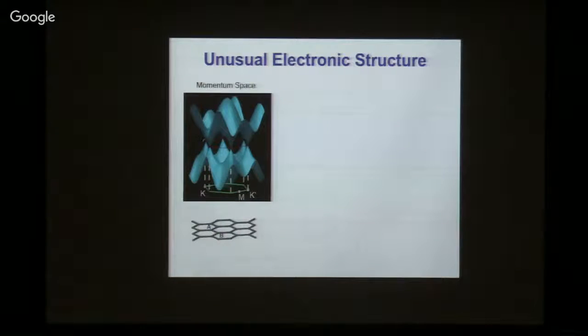As you can see, there are 6 points over here, but 3 of them are really identical because they are connected by the reciprocal lattice vector. So they are really just 2 copies of the Dirac points. And we sometimes call them K and K prime valleys.